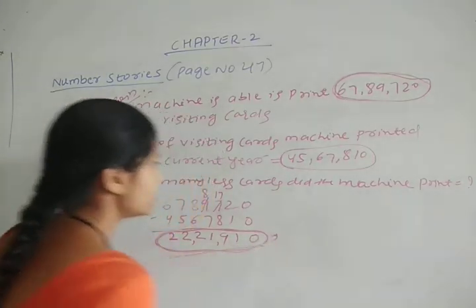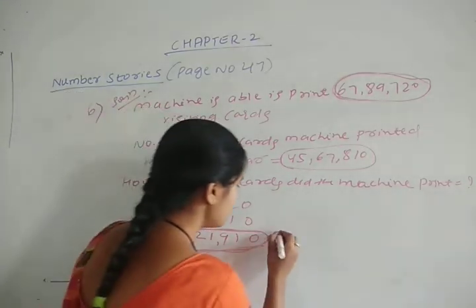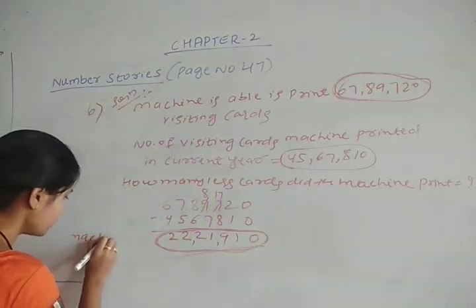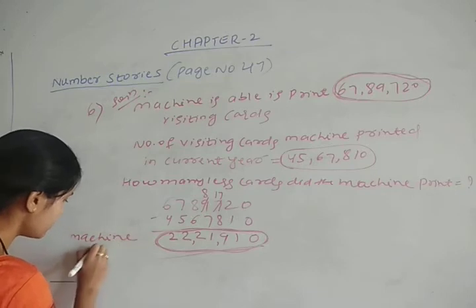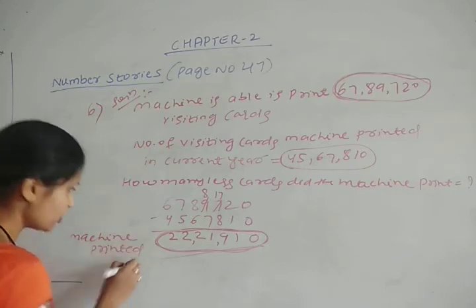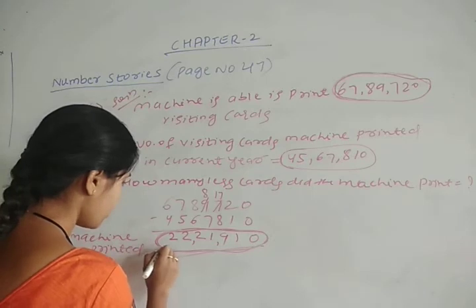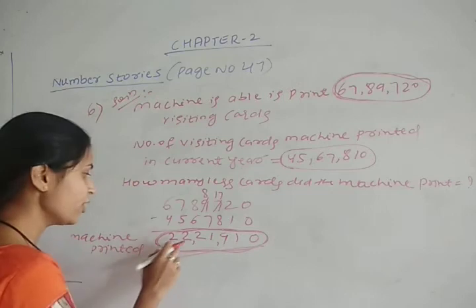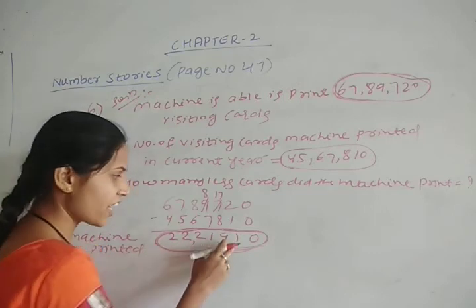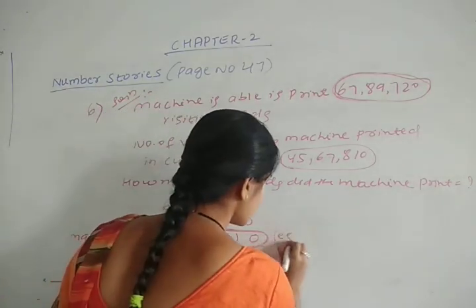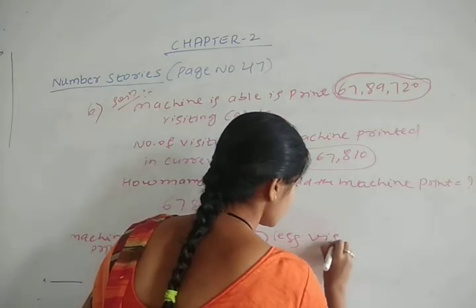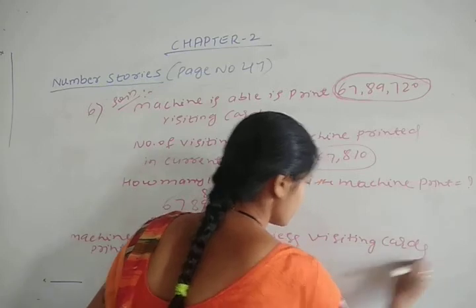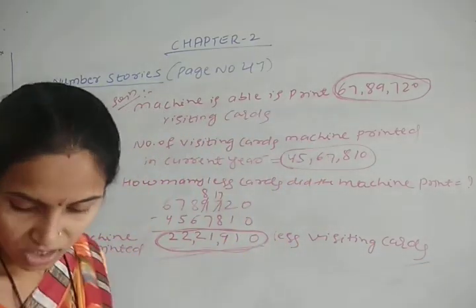Okay, so this indicates words. I will write here machine printed. Before this, machine printed, after that you write this one. Machine printed 22,21,910 less visiting cards. Okay, so this is the answer for the 6th question.